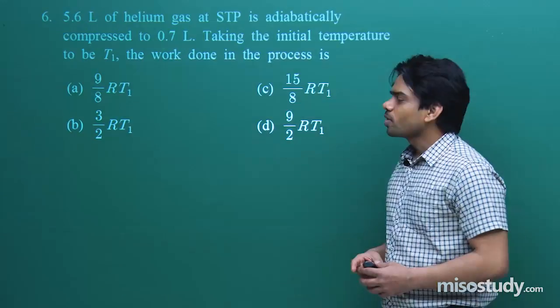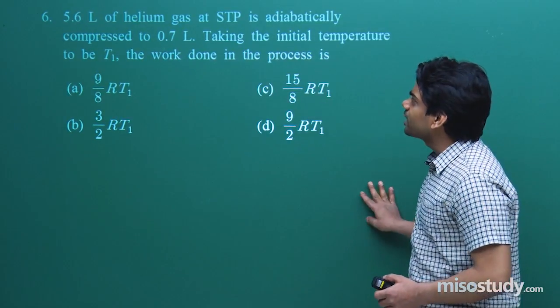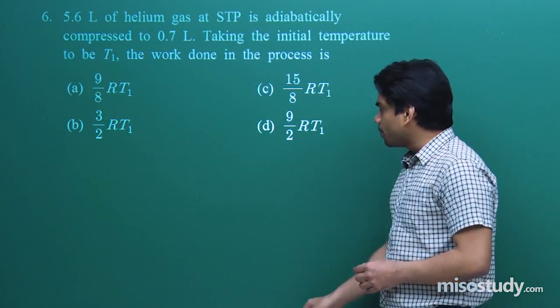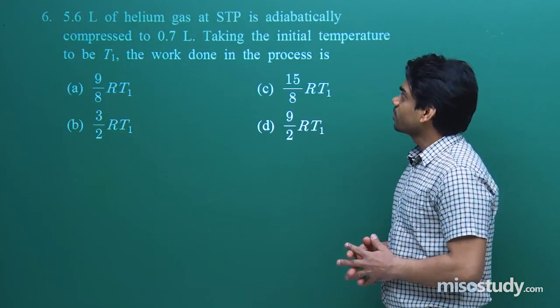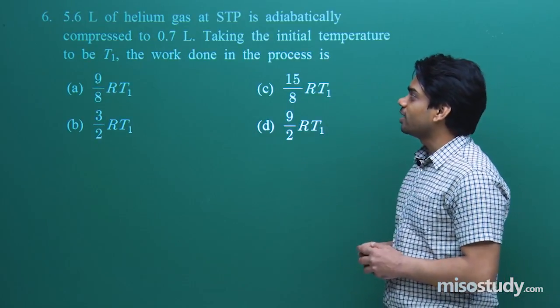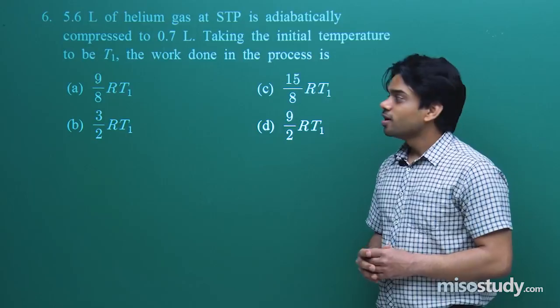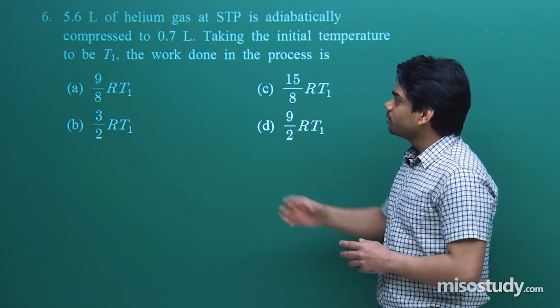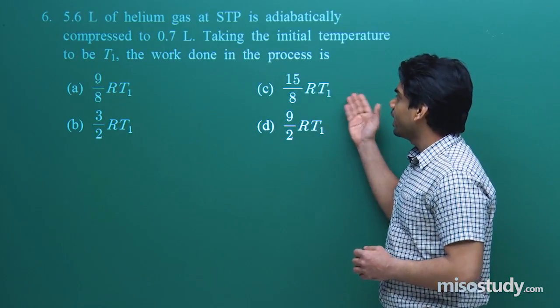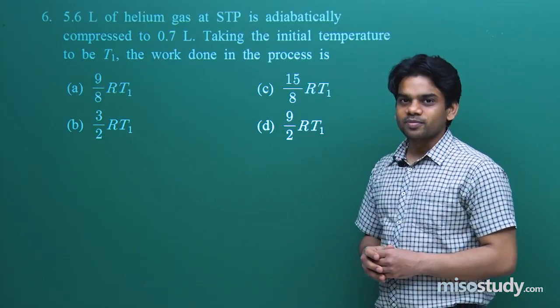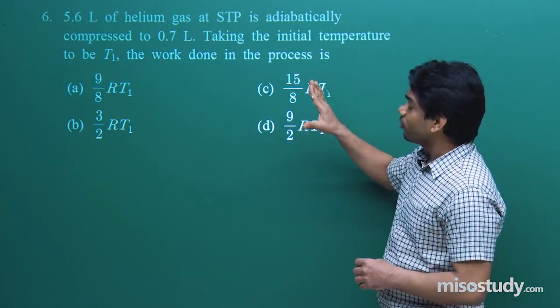Question number 6. 5.6 liter of helium gas at STP is adiabatically compressed to 0.7 liter. Taking the initial temperature to be T1, the work done in the process is: A, 9/8 RT1; B, 3/2 RT1; C, 15/8 RT1; and D, 9/2 RT1. It says 5.6 liter of helium gas.